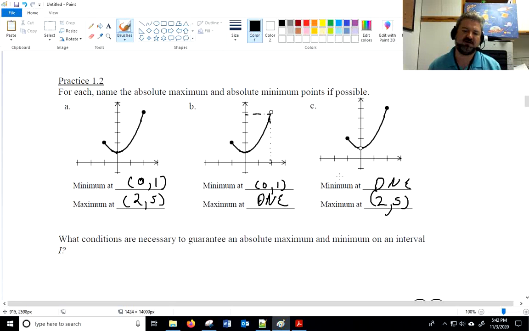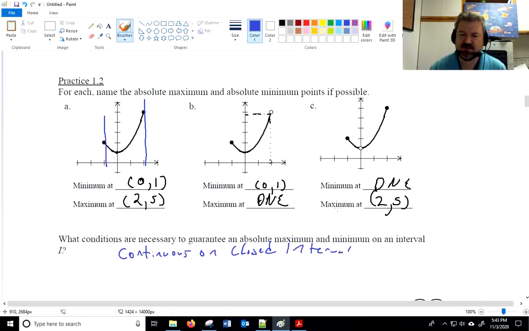So here's a question. What conditions are necessary to guarantee both an absolute max and an absolute min? Well, I hope you get it just from looking at this. But here, this function has a closed interval, and we are continuous on it. This function is continuous, but doesn't have a closed interval. And then this one here, it's on a closed interval, but it's not continuous because we have this discontinuity because of the hole. So what we need is continuous on a closed interval. That's what we need. And if we have that, we know that there must exist an absolute highest y and absolute lowest y.